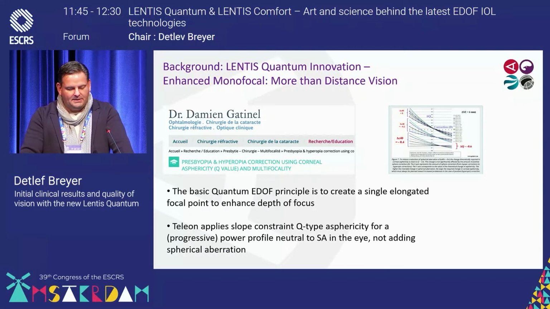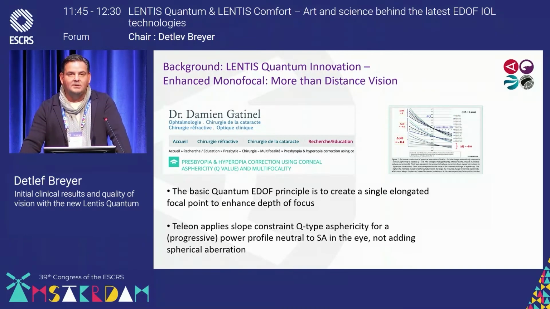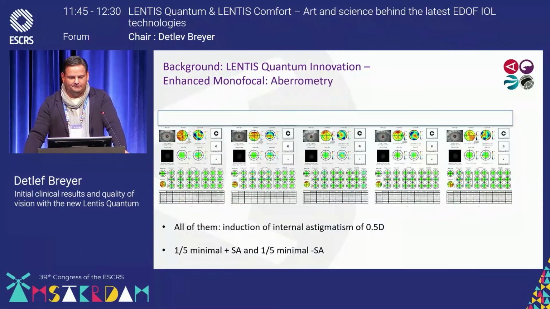But they apply a slope-constrained Q-type sphericity for a progressive power profile neutral to spherical aberration in the eye, not adding spherical aberration in contrast to other IOLs. And to those of you who love physical optics, I can only recommend this homepage from Damien Gatinel. This is a really excellent explanation of how this IOL and how the constrained Q-type asphericity works.